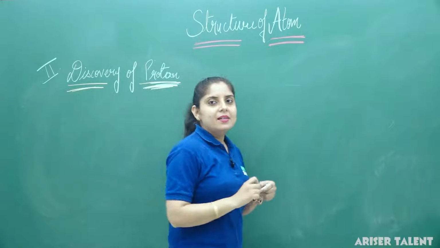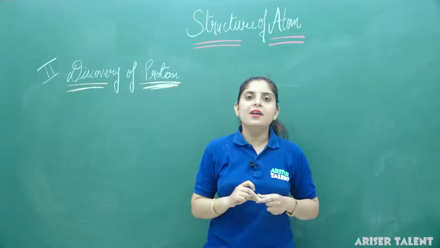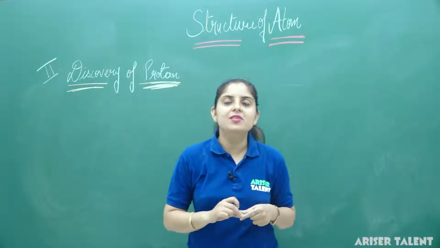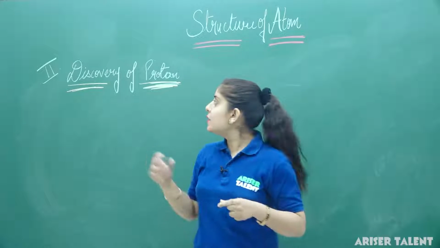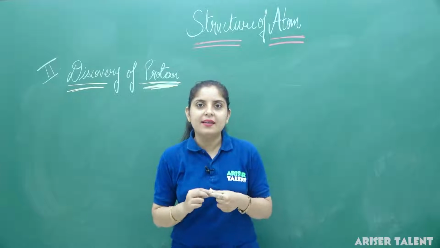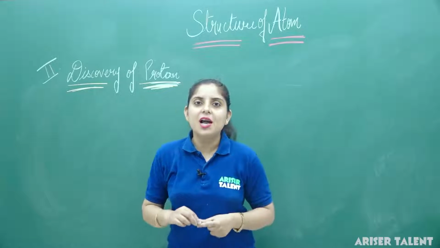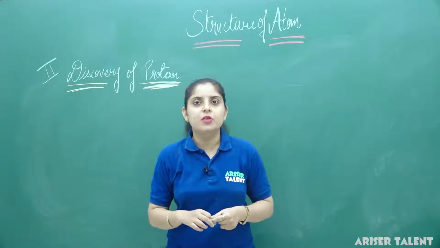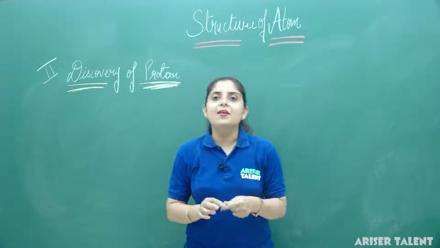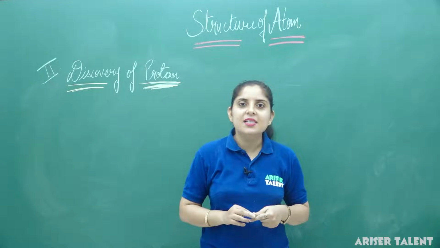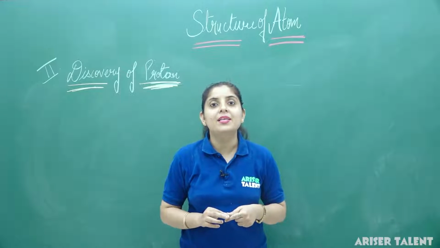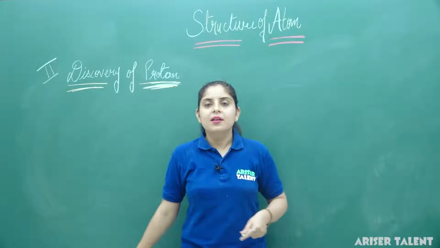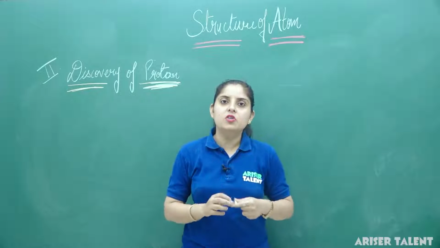Electrons are the particles that are negatively charged. On the other hand, protons are the particles which are positively charged. So, we can say that positively charged particles are protons. And what is the charge on them? The charge on them is plus 1.6 into 10 raised to the power minus 19, and the mass of the proton is 1.627 into 10 raised to the power minus 27 kg. Clear? So, these are the main features of the proton.